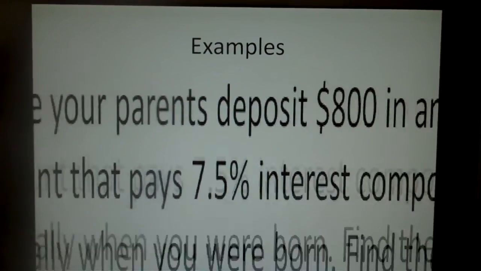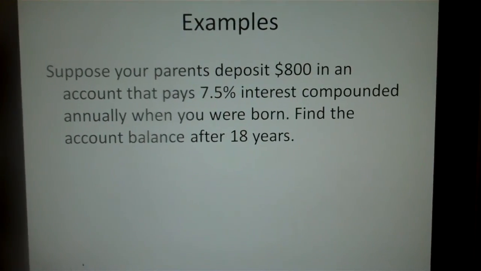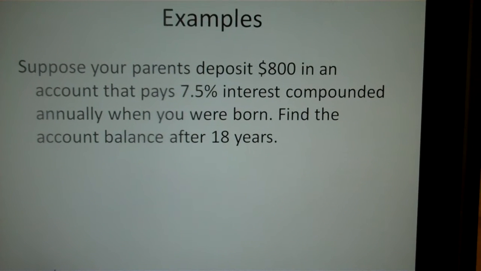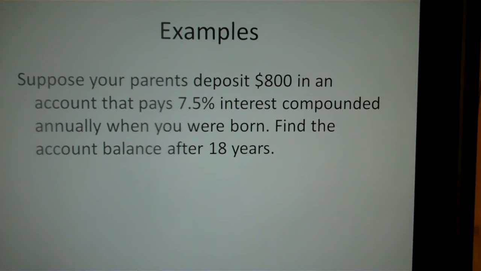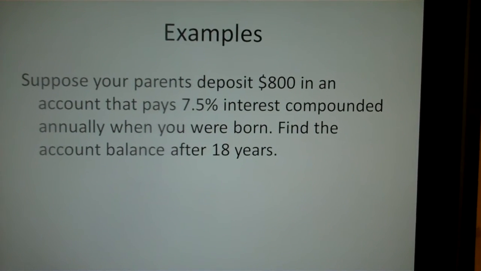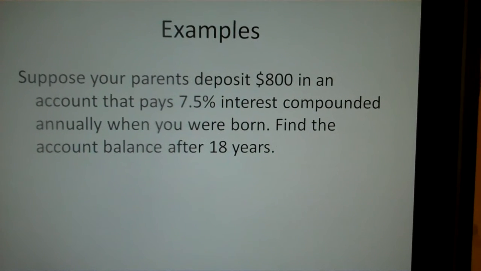Here's an example. Suppose your parents deposit $800 in an account that pays 7.5% interest compounded annually when you were born. Find the account balance after 18 years.